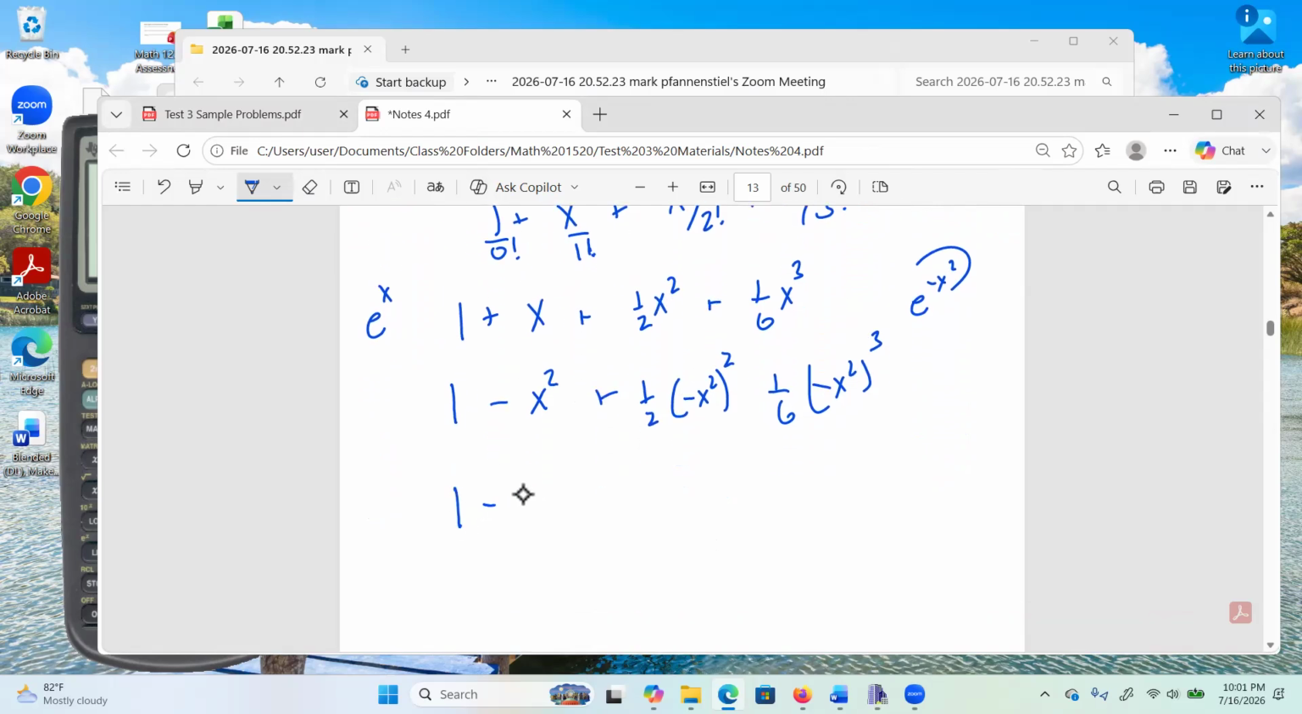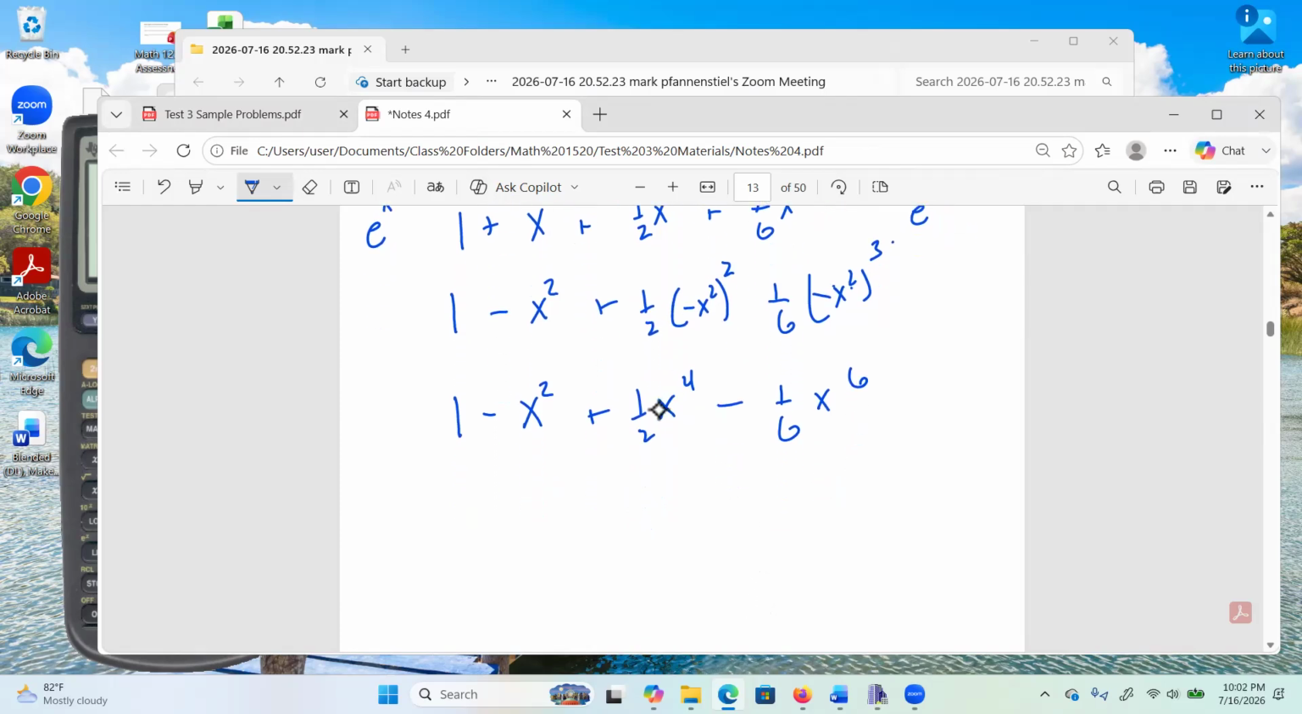We end up with 1 minus x squared plus 1 half x to the fourth power. The squared killed this negative 1 here. Minus, because it's cubed, this negative stays here, so minus 1/6 x to the 2 times 3, which is 6. Okay, so that's where we are. We haven't integrated yet. So the idea now is we're going to integrate this function from 0 to 1.